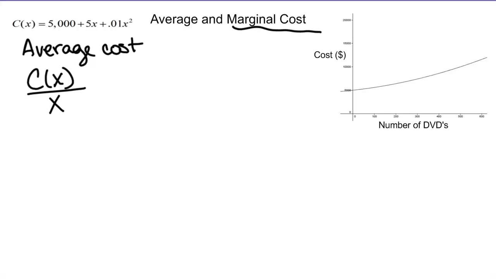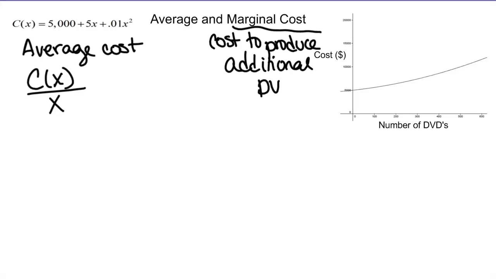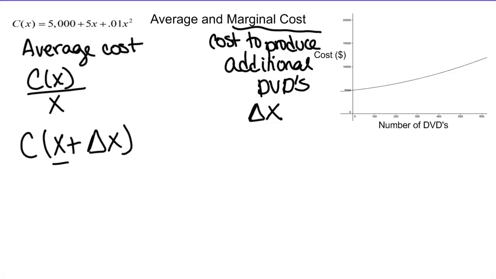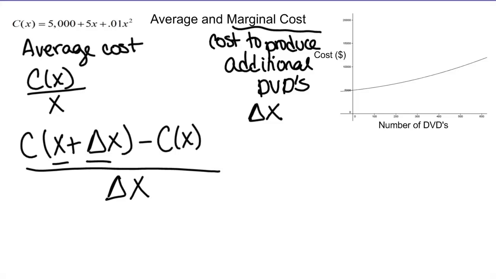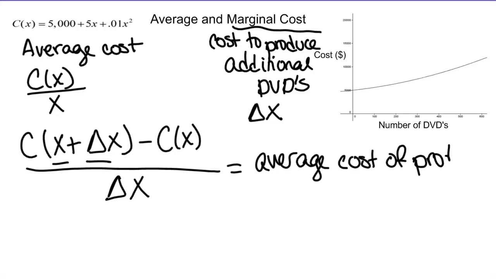So if we're looking for the marginal cost, and marginal cost is the cost to produce additional DVDs, we're going to say those additional DVDs is the change in X. So that's the number of DVDs that we've added. So the cost of those additional DVDs is going to be the cost to produce both our original number and the additional, minus the cost to produce the original, divided by the number of additional DVDs that we have. So this is going to be the average cost of producing our change in X additional DVDs.